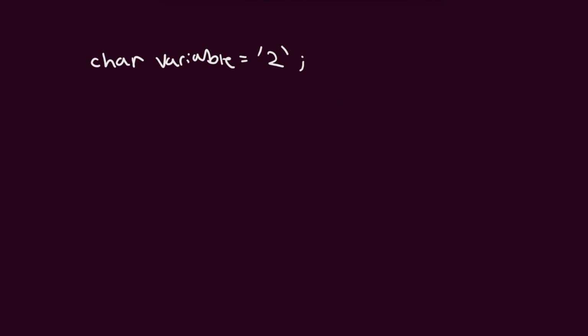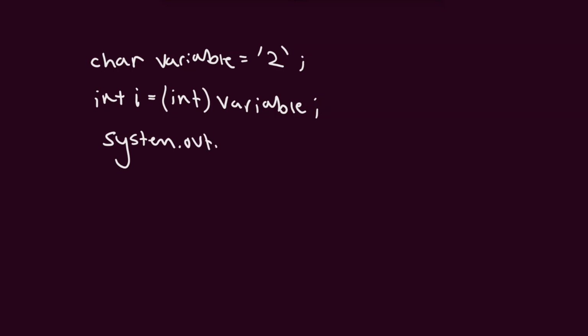So say we have an integer i, and then we force the variable to become an int. Okay, and then we print i out. So I'm pretty sure many of you would expect i to be just 2, but it's not going to be 2. It's going to be 50. And that's what's so unique about characters. So let me show you on this side.